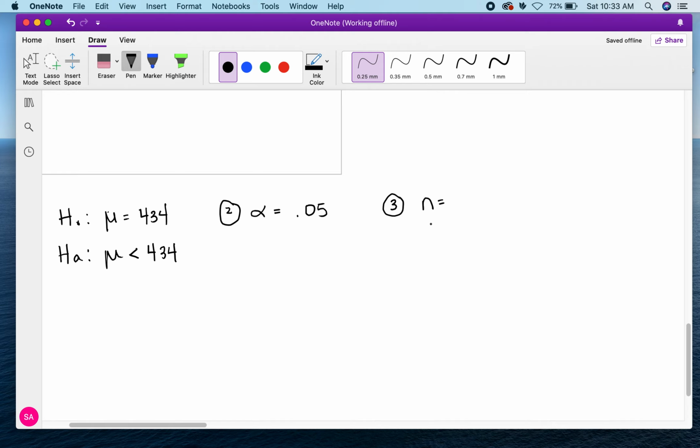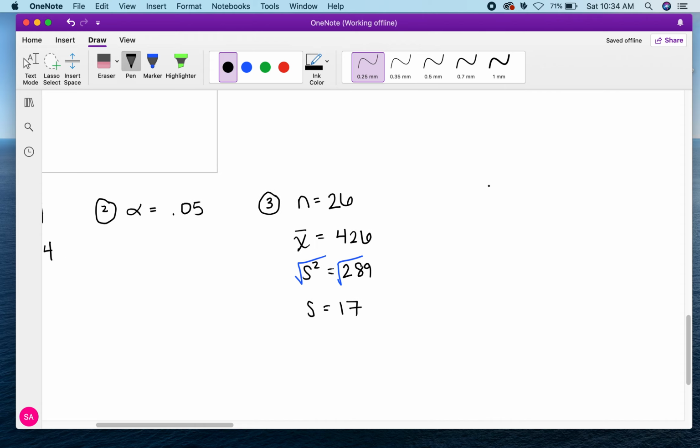So the sample size was 26, right? Which, again, that's the big sign that we need to use the t-test statistic. The sample mean was 426. And again, they gave us variance, not standard deviation. So for variance, we use s squared. And the variance was 289. But we want the sample standard deviation. So we're going to square root both sides there. So our sample standard deviation is actually going to be 17.